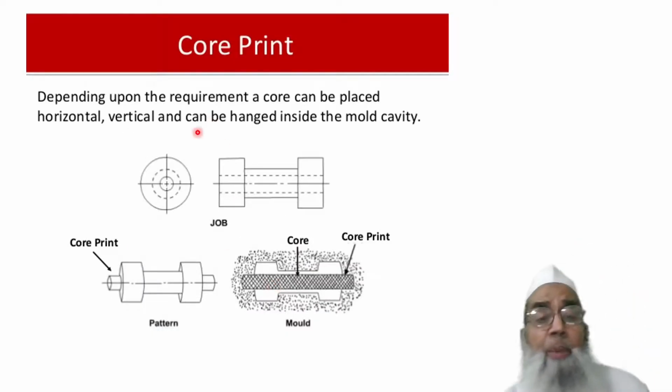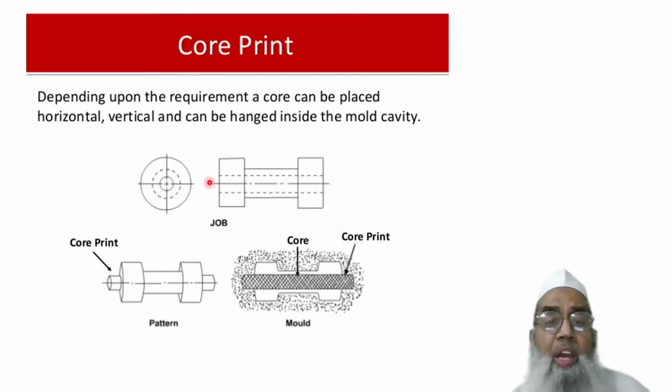Now, suppose this is a job, a cylindrical job with a flange, having a through hole. This is the side view. This is the vertical surface, this is a cylindrical one, but this is the vertical surface. And therefore, a draft is being provided over here.